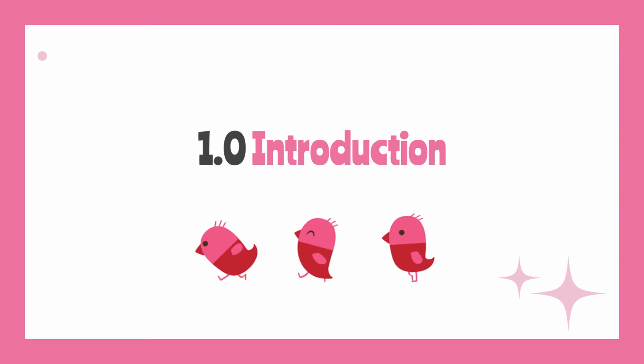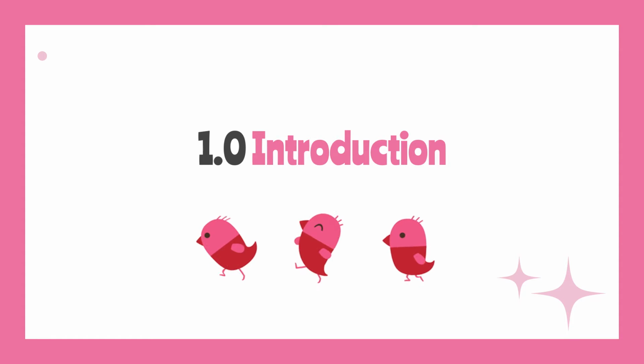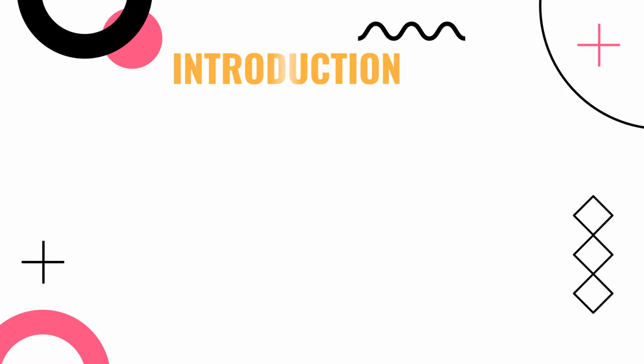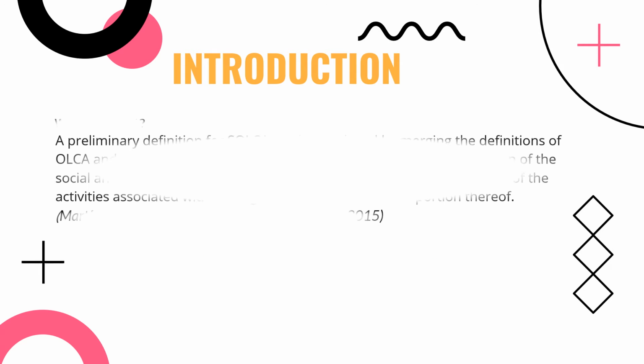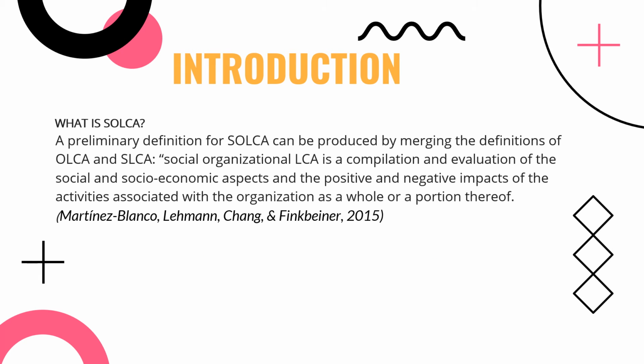Part 1. Introduction. What is SOLCA? A preliminary definition for SOLCA can be produced by merging the definitions of OLCA and SLCA. Social Organizational LCA is a compilation and evaluation of the social and socio-economic aspects and the positive and negative impacts of the activities associated with the organization as a whole or a portion thereof.